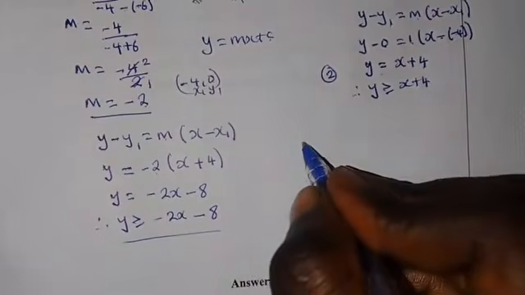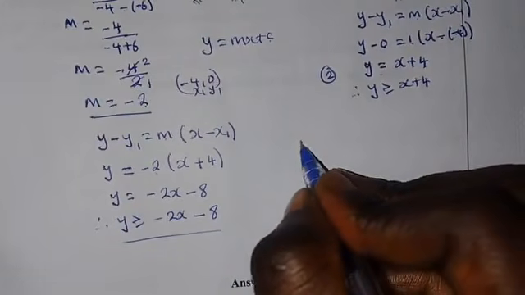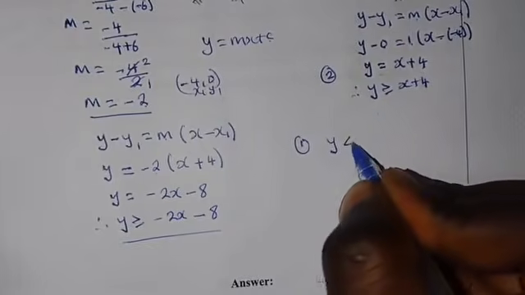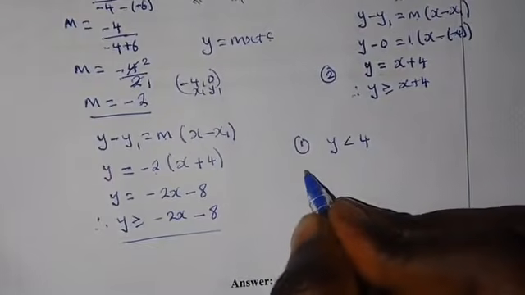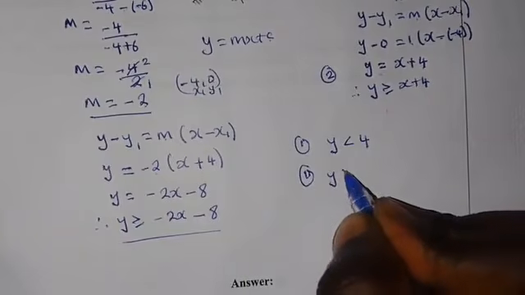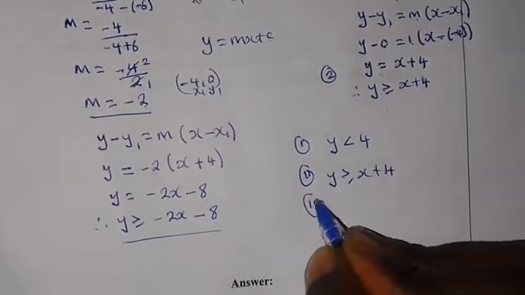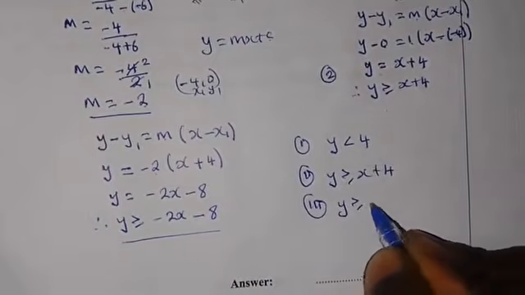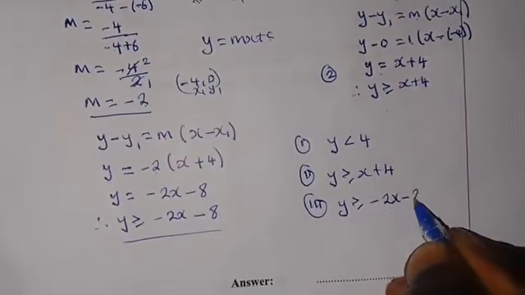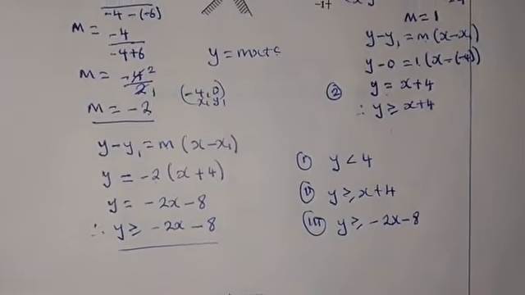So these are the inequalities. The first one, we have y less than 4. Then the second one, we have y greater than or equal to x plus 4. And the last one, we have y greater than or equal to negative 2x minus 8. So we have answered our question.